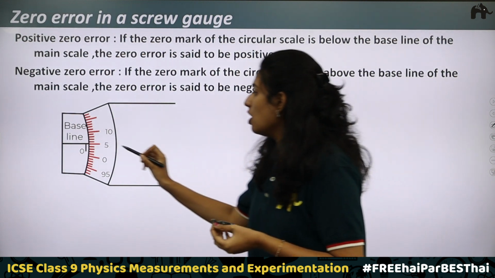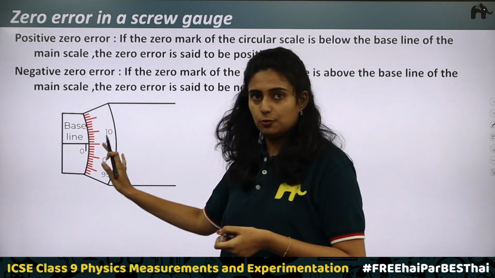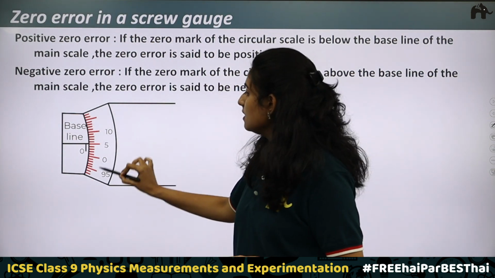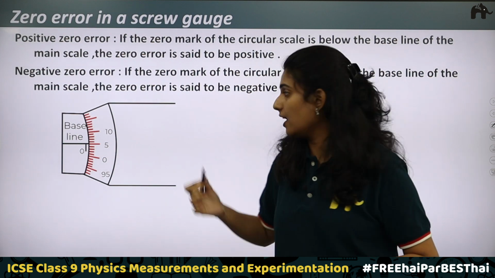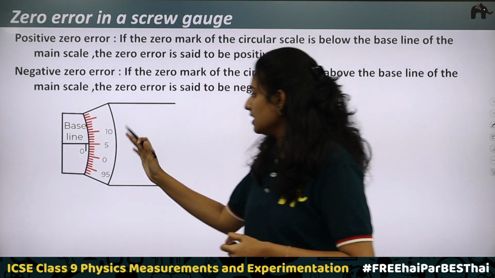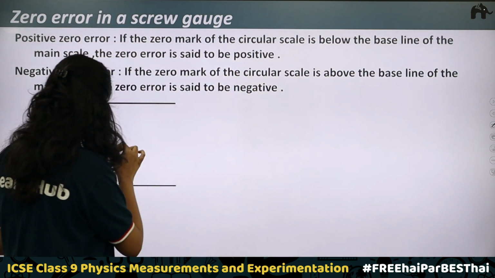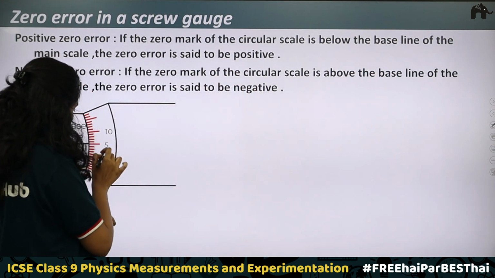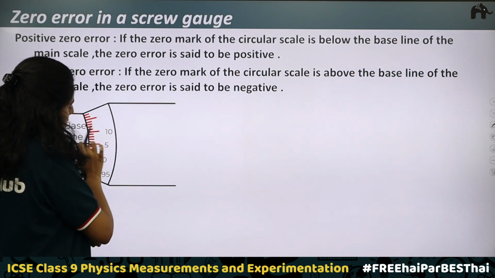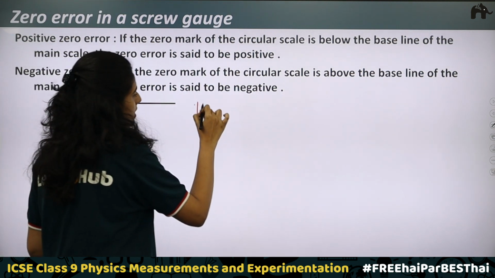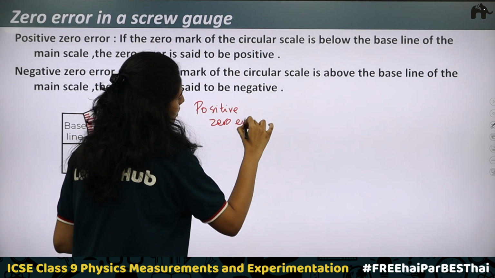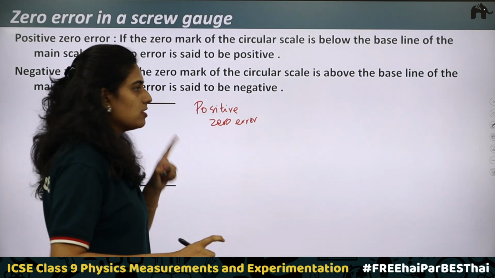Okay, when you stop, you should find the value. Here you can see that this is your zero. This is the zero on the head scale, or the circular head, and this is the zero of the baseline. You can see that this is below. You can find the zero here, and this zero on the head scale is below this baseline. In that case, we call it a positive zero error.